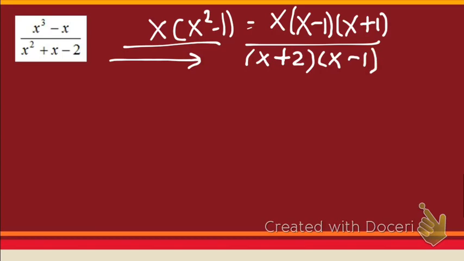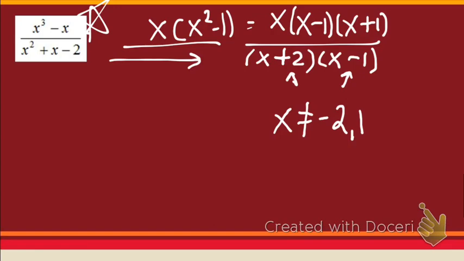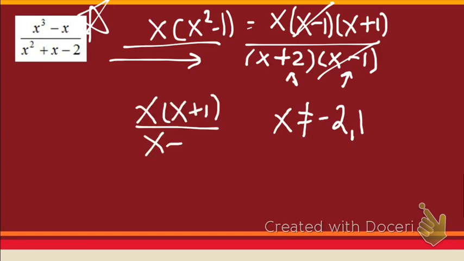Then, before we cancel, we're going to exclude certain values from our domain. So x cannot equal negative 2 or 1 because those are the zeros of our denominator. If we plug those numbers into this original function here, it would be undefined. So we take those numbers out of our domain. Now we cancel. So we cancel x minus 1 over x minus 1, and we're left with x times x plus 1 over x plus 2.